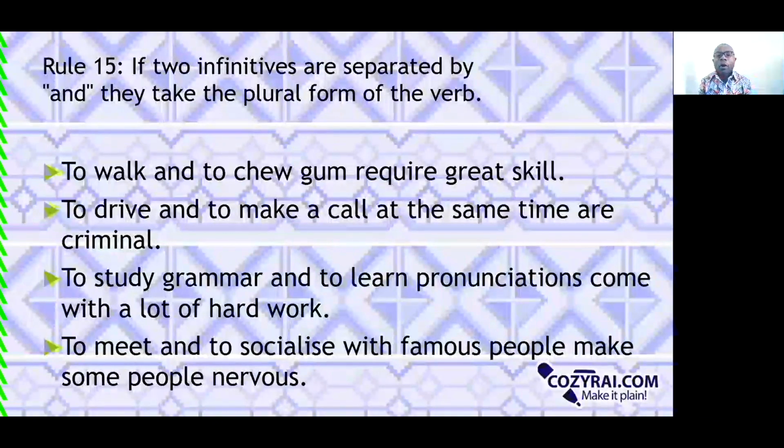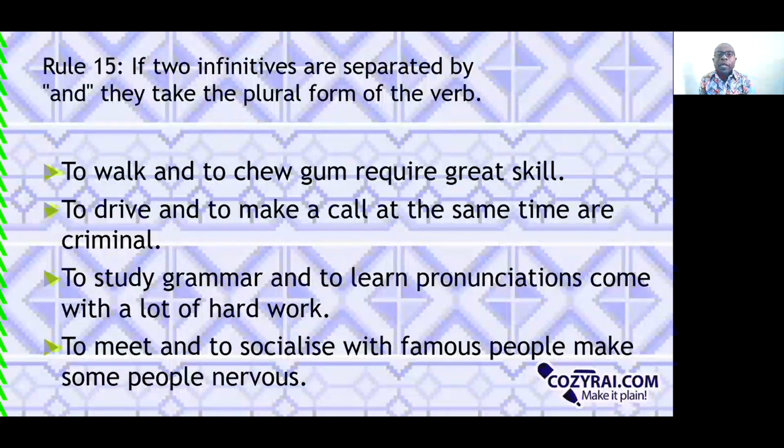To drive and to make a call at the same time are criminal. To drive, one. To make a call is another one. At the same time, "are" criminal. Then we have: To study grammar and to learn pronunciations come with a lot of hard work. To study grammar, one thing. To learn pronunciations, another thing, "come" with a lot of hard work. To meet and to socialize with famous people make some people nervous. So to meet, one way. To socialize with famous people, another way, "make" some people nervous.